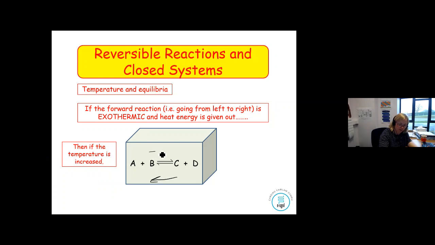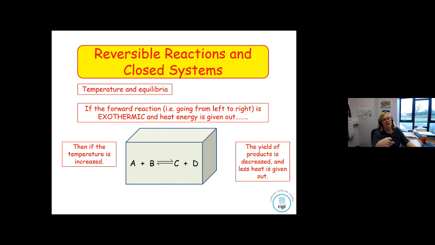If going that way is exothermic, so just to remind you, going in reverse is therefore going to be endothermic, which therefore requires heat. If you've got an exothermic process and you're supplying it with a high temperature, the only way it's going to be able to use up that energy you're supplying is by going in reverse, going backwards. So that results in the yield of the products being decreased because less heat is being given out.